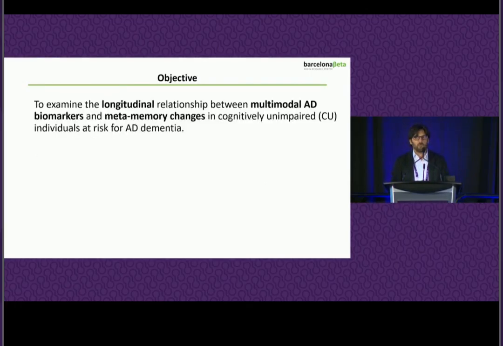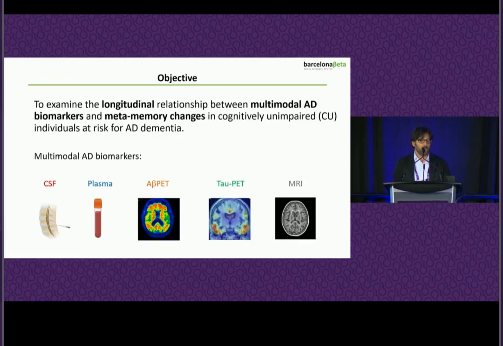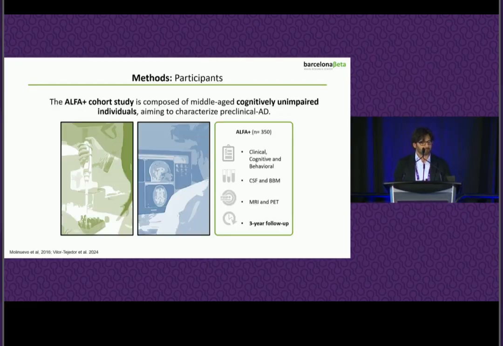So the objective of this study was to examine the longitudinal relationship between multimodal biomarkers and metamemory changes, and we understand metamemory as the self-appraisal of own memory performance in cognitively impaired individuals at risk of AD dementia. And by multimodal, I'm saying that we are using several biomarkers coming from CSF, plasma, amyloid PET, tau PET, and MRI.